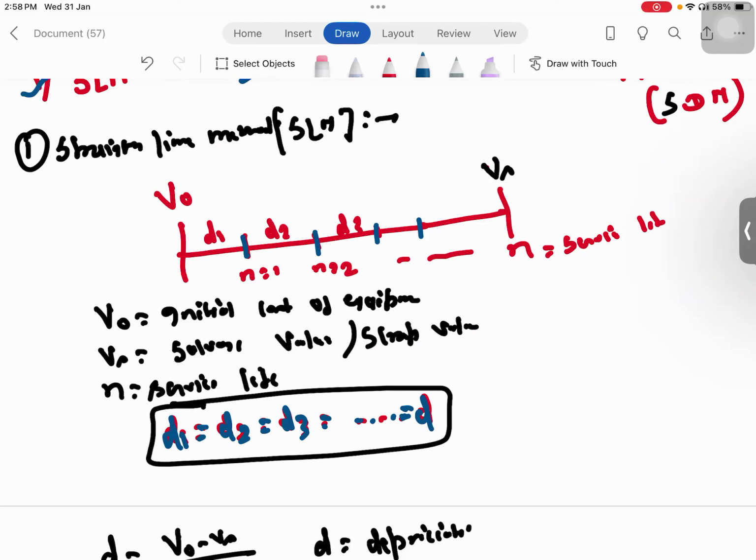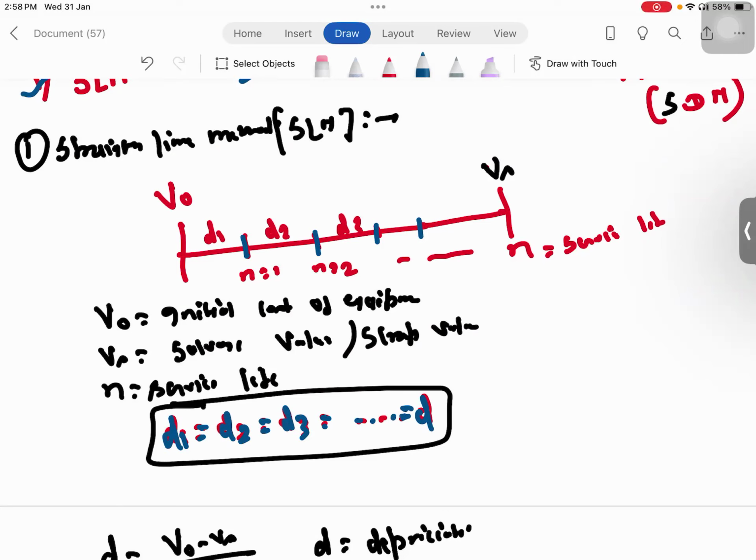Now, the next method that comes here is the declining balance method. But in the declining balance method, the assumption is different. Here, the assumption is not that the depreciation in each and every year will be the same, but that the percentage fixed factor will be the same. What is the percentage fixed factor? Let's try to understand. The percentage fixed factor can be calculated as 1 minus (Vs divided by V naught) whole to the power 1 by N, where Vs is your salvage value, V naught is the initial cost of the equipment, and N is the service life.